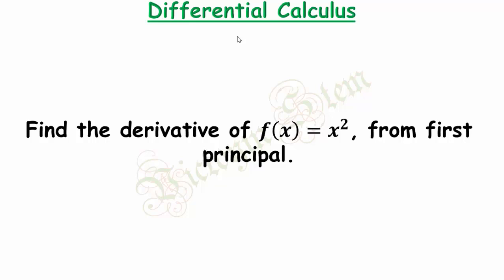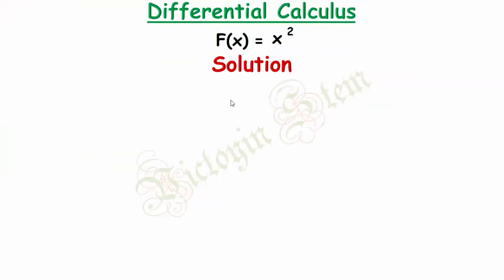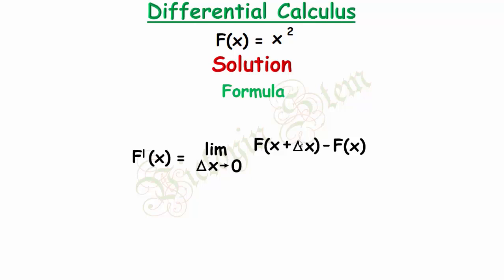Today I'm going to be solving a problem under the topic differential calculus, and the problem is: find the derivative of f of x equals x to the power of 2 from first principle. Now I'm going to show you the formula I intend using, and the formula is f prime of x equals the limit as delta x approaches 0 of f of x plus delta x minus f of x, divided by delta x. Now I'll explain the terms of this formula.